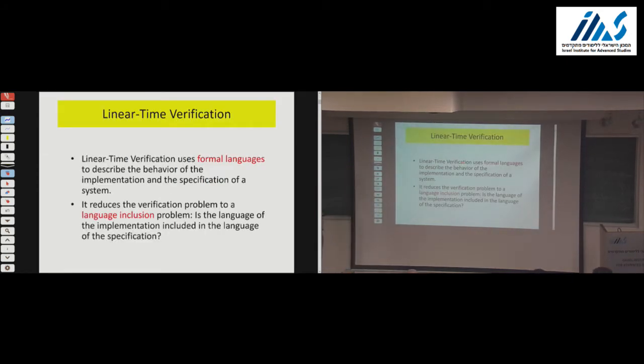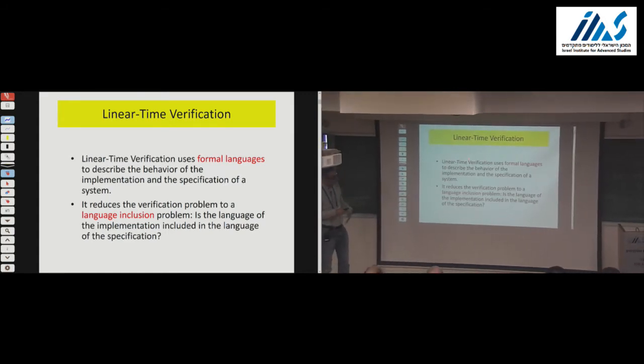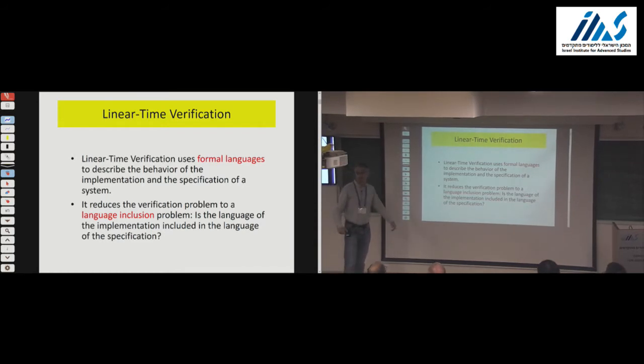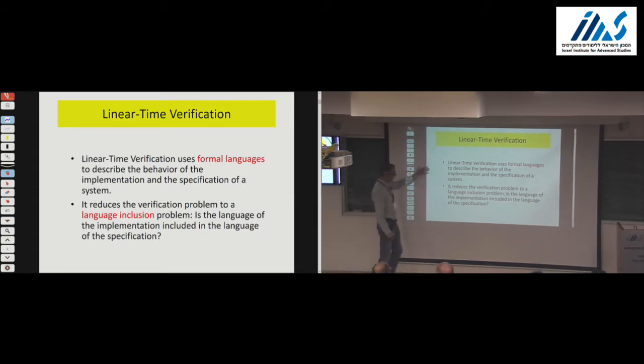And what happens when you have a set of sequences as behaviors? What you can say is that the behavior of a system is a language. It's a formal language over some appropriate alphabet. And then the second key idea behind this course is that we are going to reduce the problem of deciding whether an implementation of a system satisfies the specification to a language inclusion problem: whether the set of behaviors of the system is included in the set of behaviors that we consider adequate. That's the specification, right? And we are going to use automata theoretic techniques in order to solve that problem.